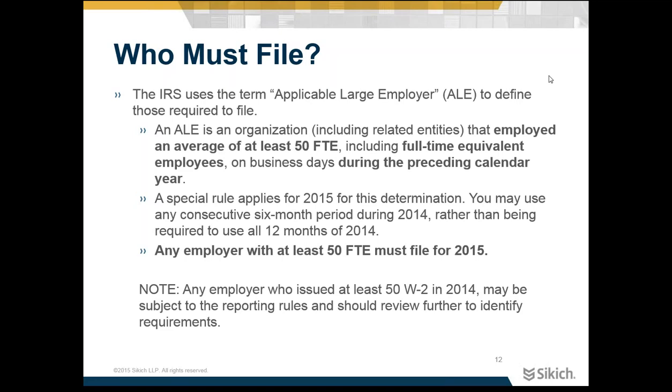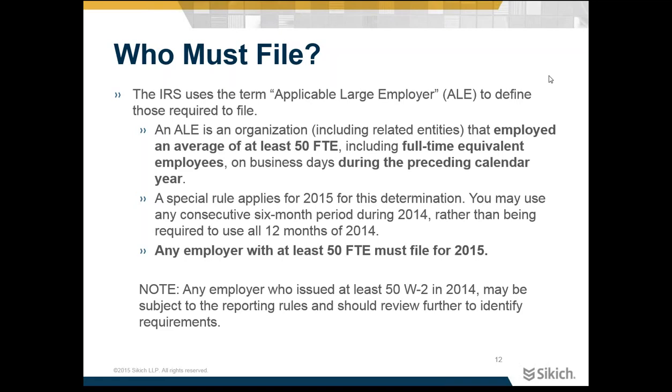There are, again, some transitional rules here that for 2015, you can go back into 2014, and rather than look at all 12 months and determining your average based on that, you can pick any consecutive 6-month period. So you can try to play around with the numbers if you're on that borderline of needing to report of the 50 employees and see whether or not you can be exempt from that for that period of time.